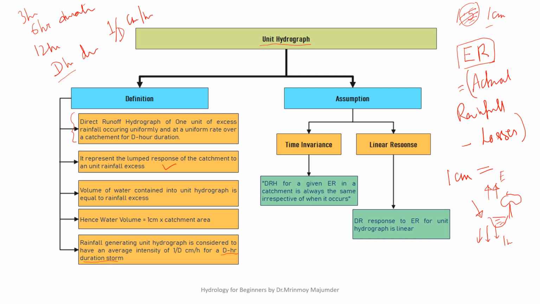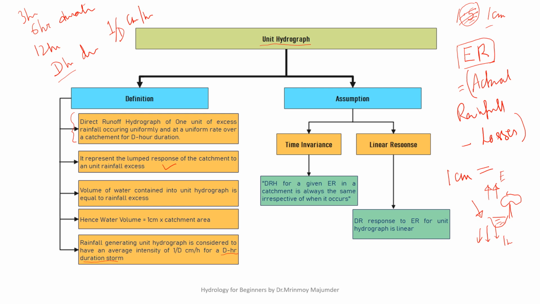So always remember, ER means over and above the losses of rainfall. DRH, direct runoff hydrograph, is over and above the losses of discharge. After rainfall, parts of water go inside the ground, parts of water get evaporated, parts of water get entrapped, and then after satisfying or saturating these things, discharge or runoff starts. So we are talking about those runoff only. We are not talking about runoff plus loss. We are talking about only runoff.